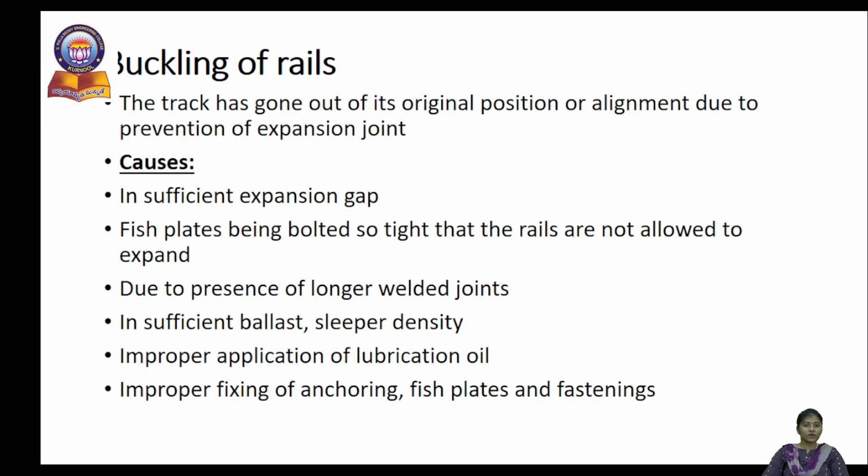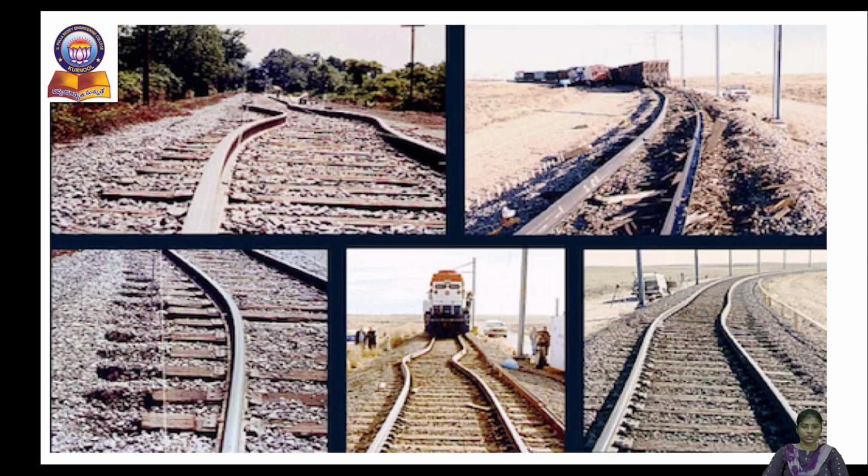So the next failure is buckling. This is the same as a kink, but buckling is where the rail section has gone completely out of its original position. So you can observe here the intensity of the deviation will be more when compared to the kink in case of the deflection.